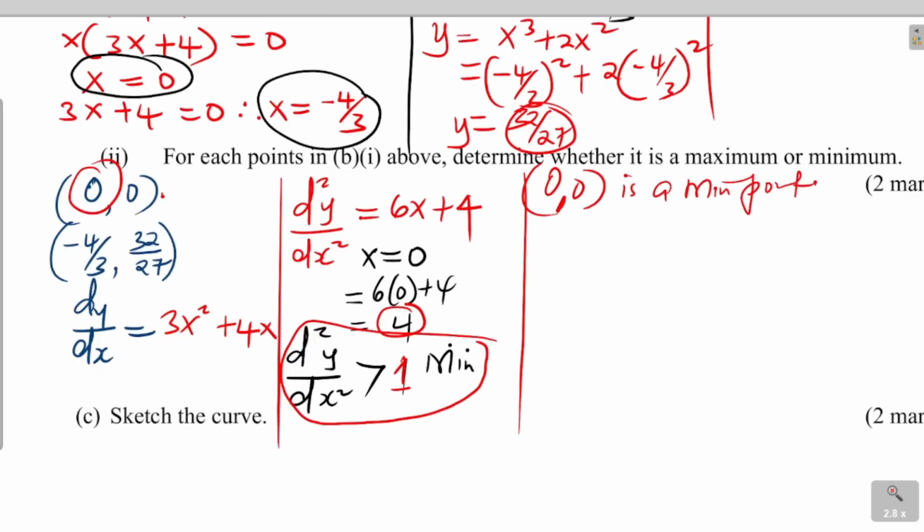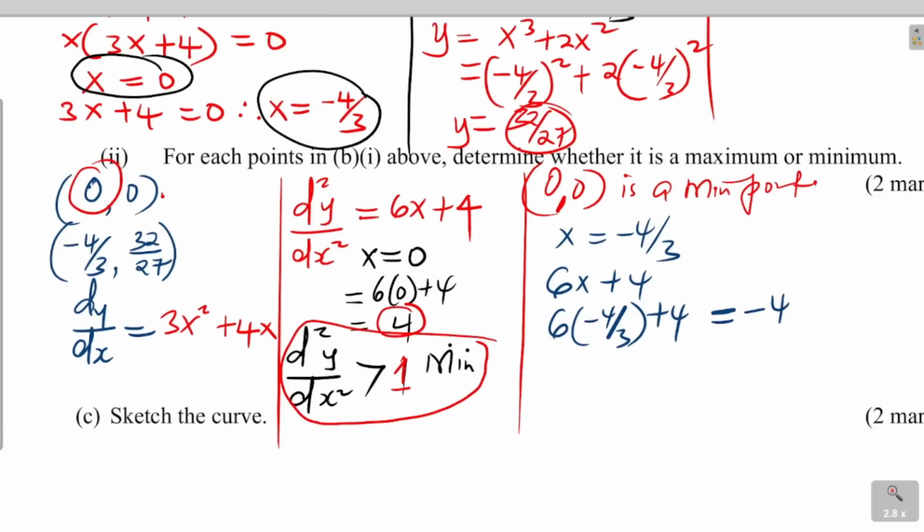Now let's go to the other one. The other one is when x is negative 4 over 3. So we substitute this in the second derivative. The second derivative is 6x plus 4. So 6 times negative 4 over 3 plus 4. What do you get in this? So this will give negative 4.